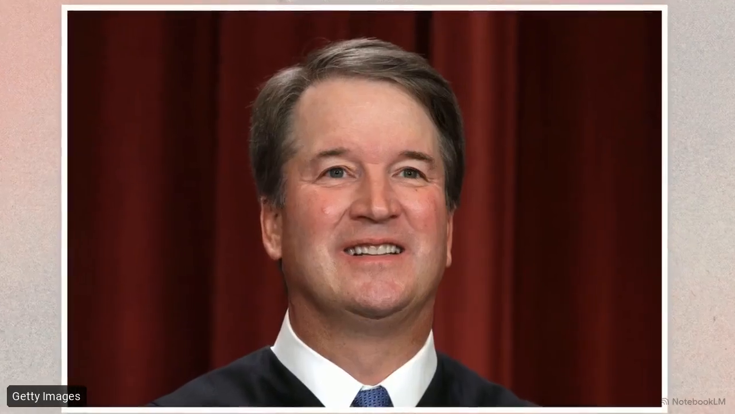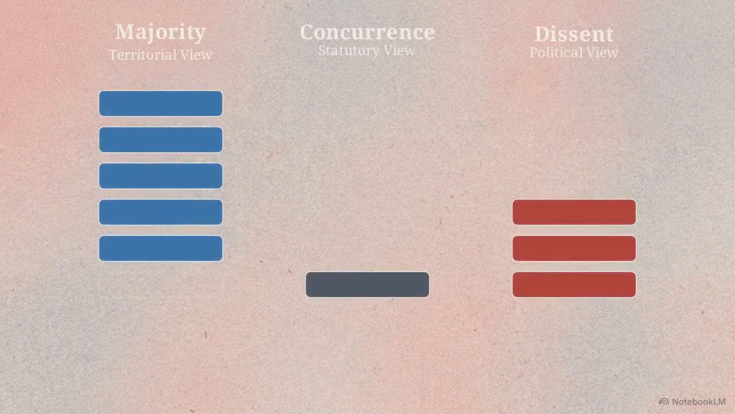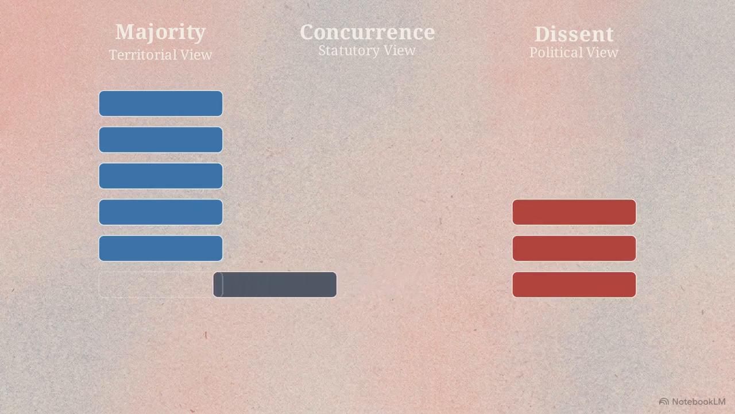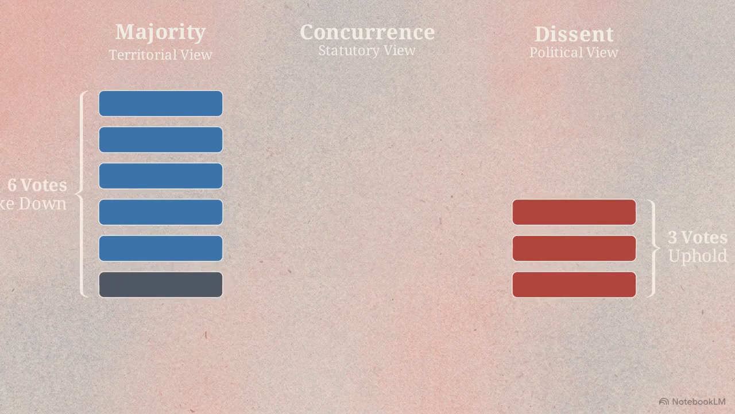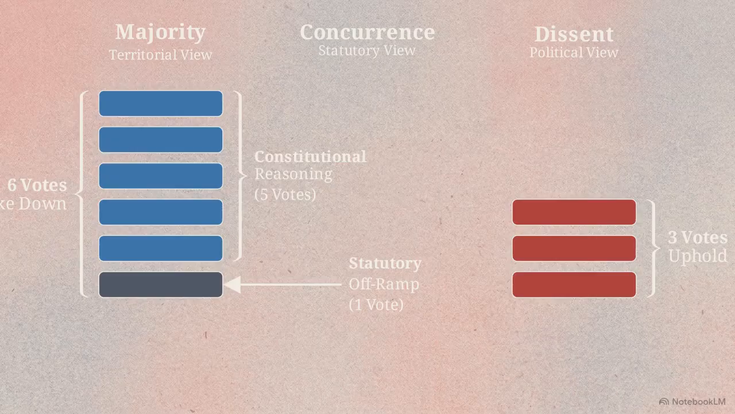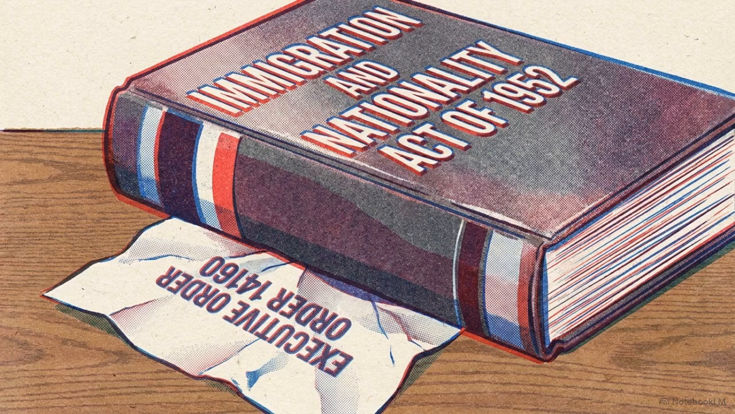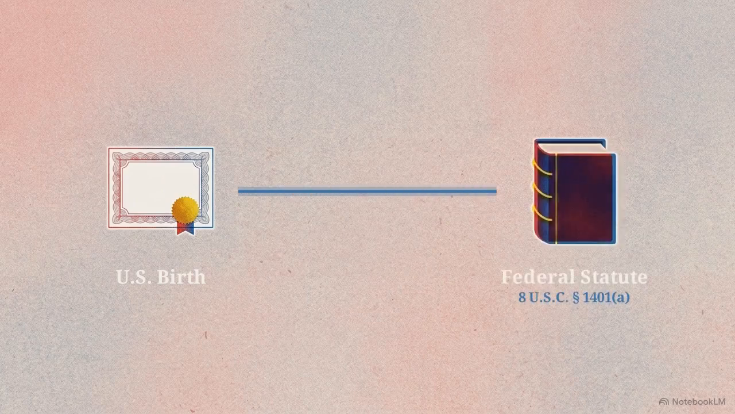The final column isolates Justice Brett Kavanaugh, who represents a purely statutory view. Kavanaugh provided the crucial 6th vote to strike down the executive order. However, he refused to join the majority's constitutional ruling. He concluded that the executive order was invalid simply because it conflicted with the Immigration and Nationality Act of 1952, an existing federal statute that governs citizenship at birth.